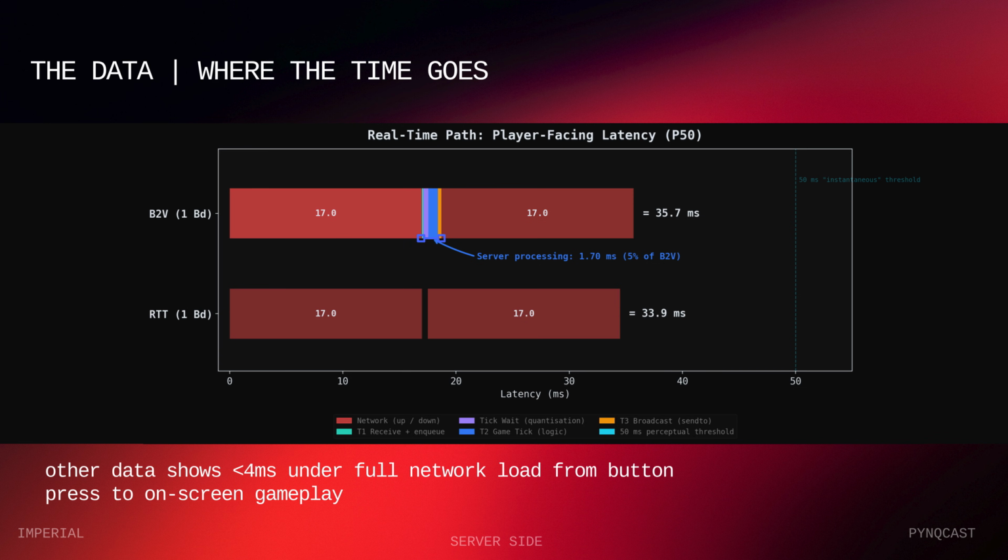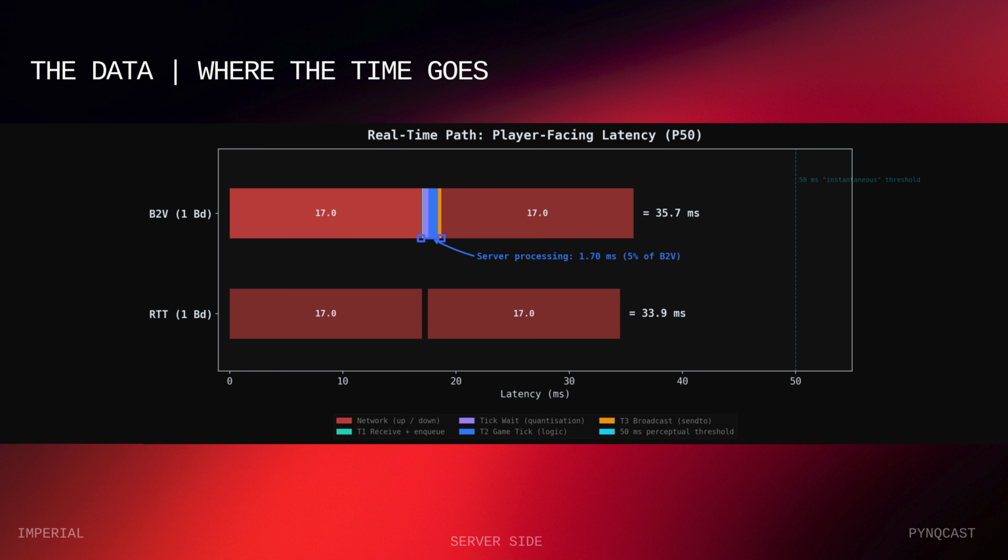Look at the difference. That thin sliver in the middle. That's the entire server. T1, T2, and T3. 1.7 milliseconds. 5% of the total. The network owns the other 95.